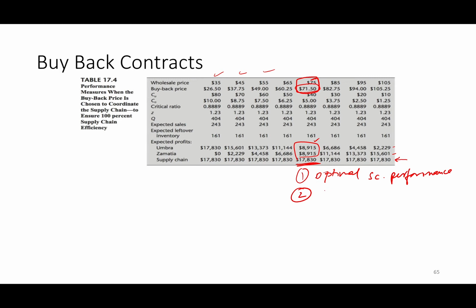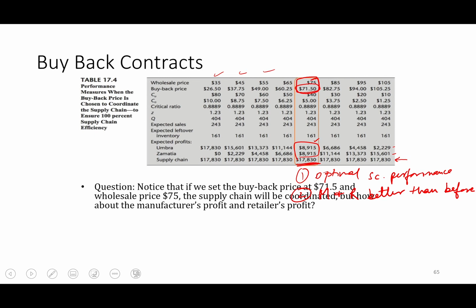Okay, manufacturer and retailer better than before. So when this happens, we say that the supply chain is coordinated.